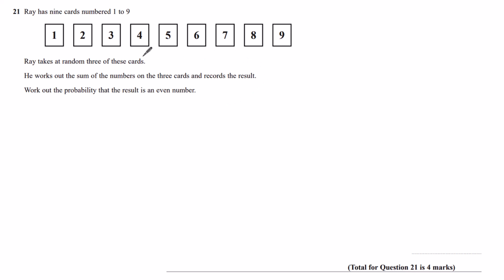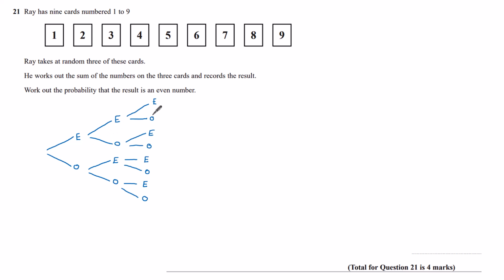Okay, so what I'm going to do is consider a tree diagram here to look at what's happening with each card he takes. So he takes 1 card, and that card is either even or odd. He'll then take a second card, and again it's either even or odd, and a third card, even or odd. Now, I want to consider the outcomes here when these numbers are added together.